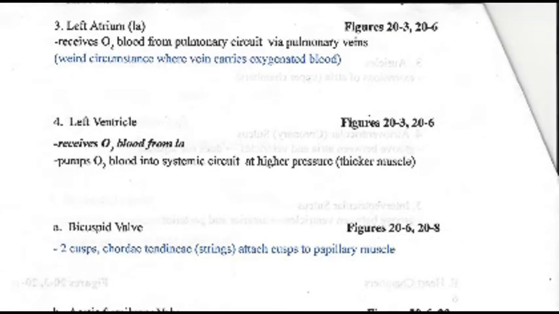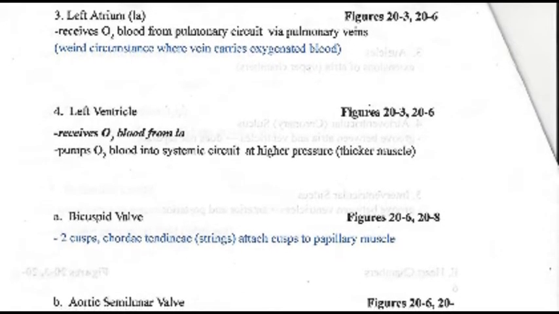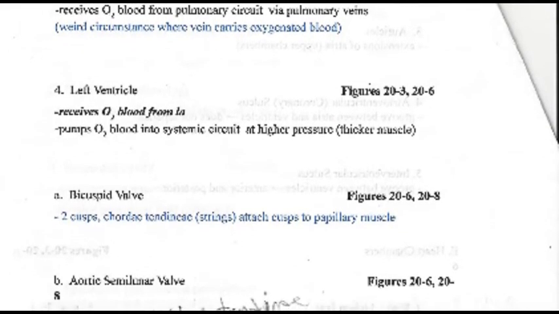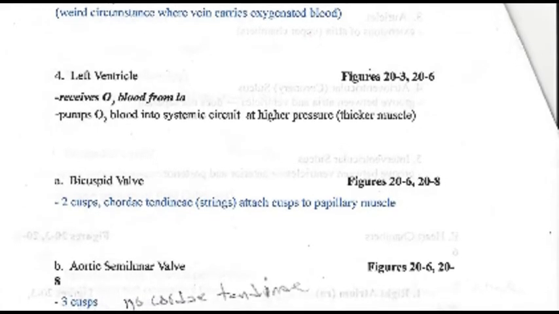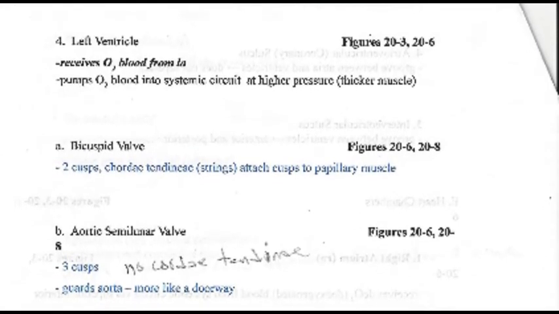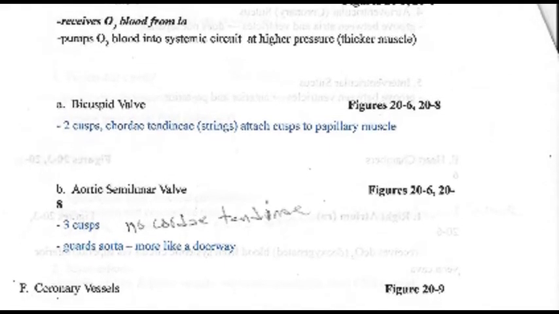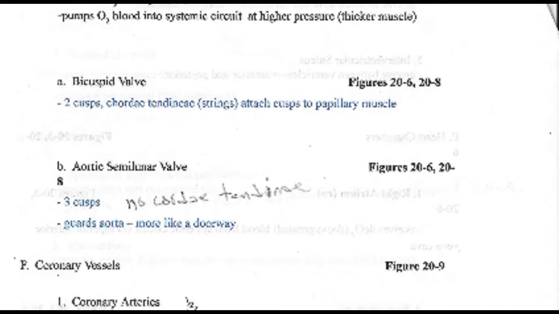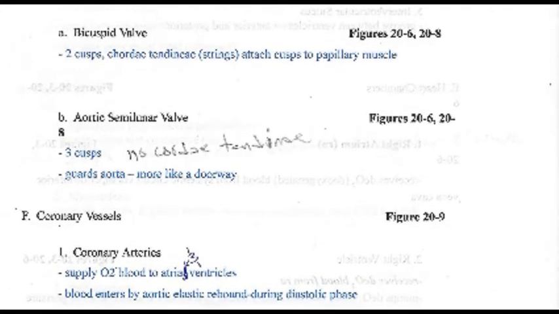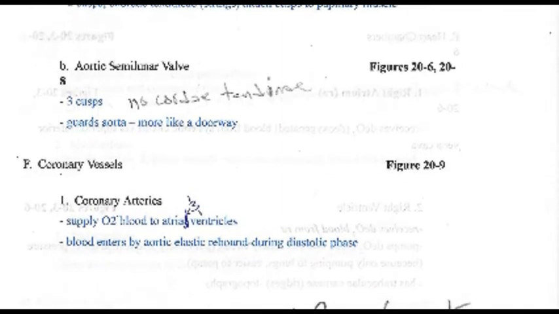The left atrium receives oxygenated blood from the pulmonary circuit via pulmonary veins. The left ventricle receives oxygenated blood from the left atrium. It pumps oxygenated blood into the systemic circuit at a higher pressure, and that is partially due to the fact that it is thicker muscle. The bicuspid valve has two cusps and chordae tendineae, which attach cusps to the papillary muscle. The aortic semilunar valve has three cusps, no chordae tendineae, and guards the aorta more like a doorway.